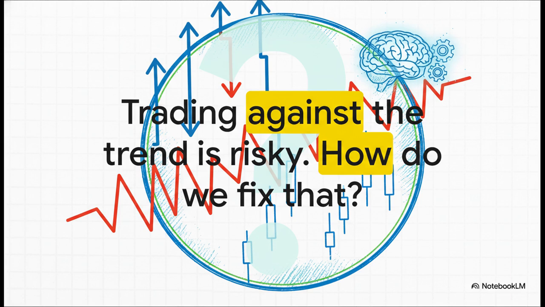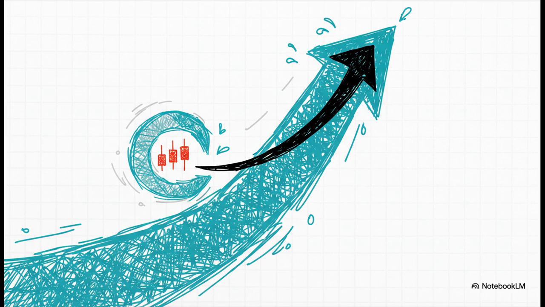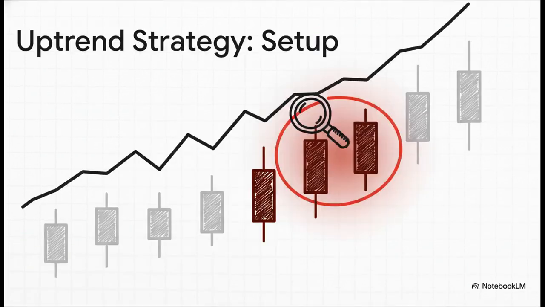We need a much smarter filter. And the solution is actually pretty elegant. Instead of fighting the river, we just decide to trade with the current. So we're not taking every signal we see. Instead, we wait for a clear trend, and then we wait for a small pullback against that trend. That brief little pause, that's our golden opportunity to find a high probability entry that gets us back in sync with the market's flow.